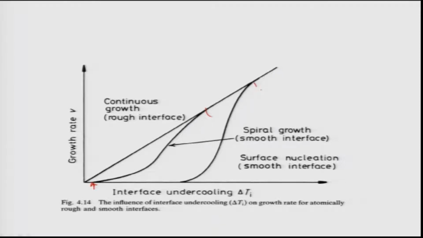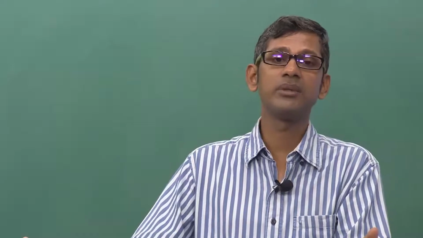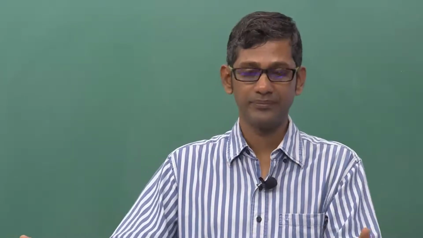At intermediate undercoolings, normally the spiral growth rate will be higher than the surface nucleation growth rate. So, depending on the amount of undercooling available in the system, the growth rate for these systems can vary. The system can choose which growth mode to adopt depending on the undercooling. Okay, so that is fine, that is about the different growths, but what is the growth morphology?